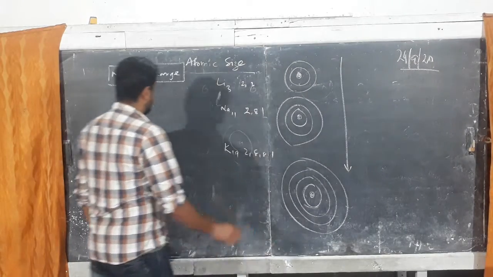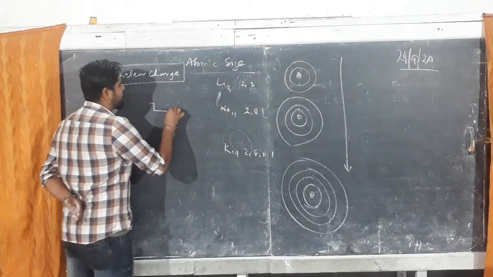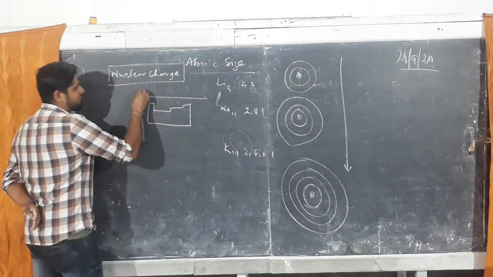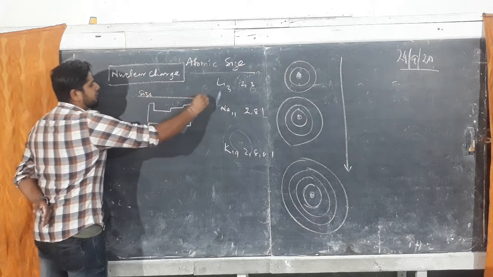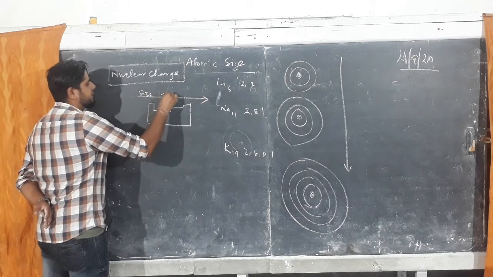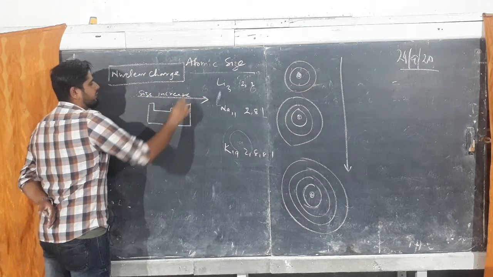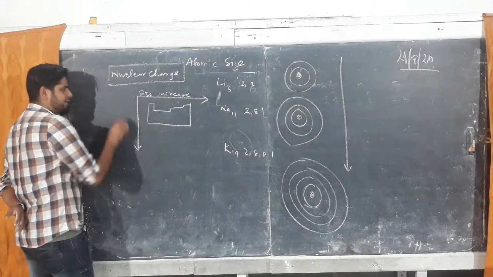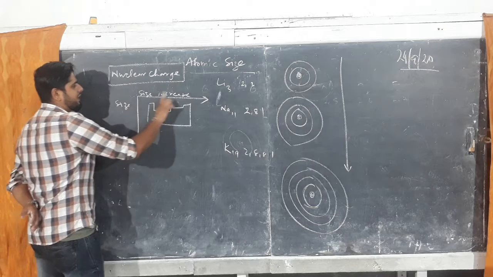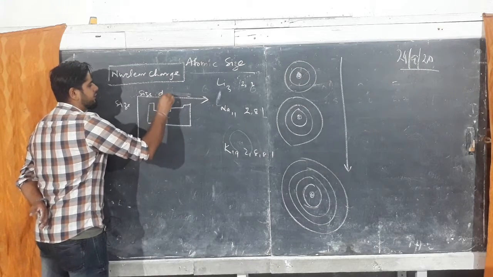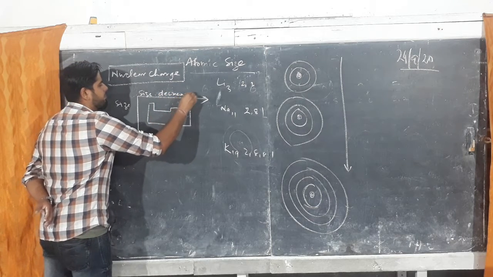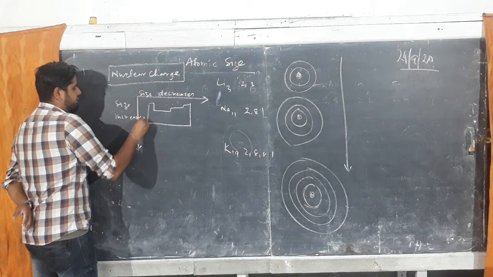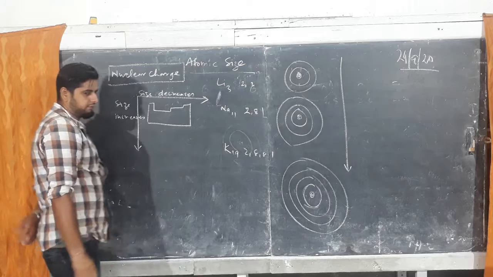Understood? So in a simple way, you make a table like this, give an arrow like this, and write size increases from left to right. Put an arrow like this and you can write size decreases here. Size increases if you move from top to bottom.